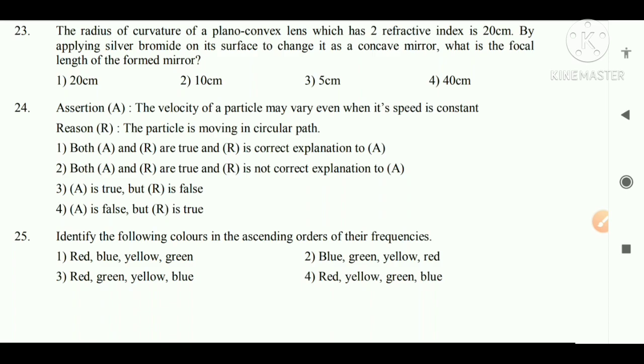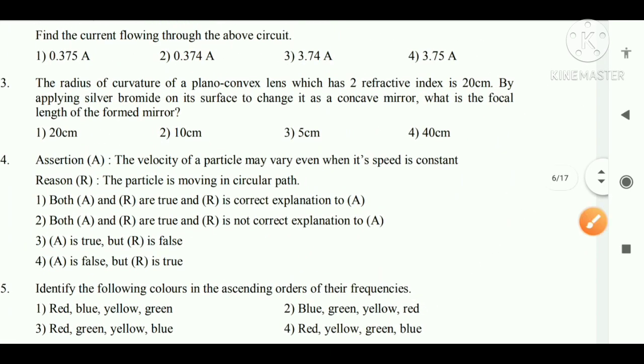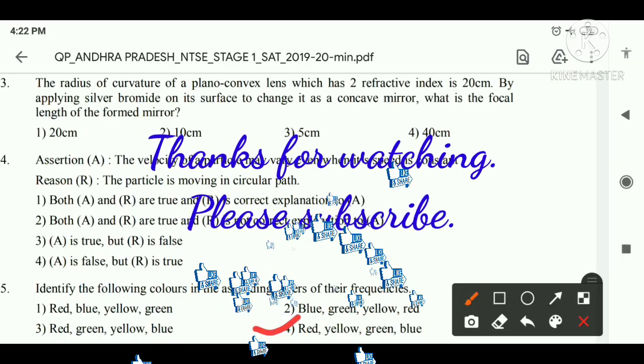Here, VIBGYOR, the order of colors in a rainbow, is in increasing order of wavelength. So the reverse order is the order of frequency. So red, yellow, green, blue. So the fourth option is right. Red, yellow, green, blue. Option 4 is the right answer.